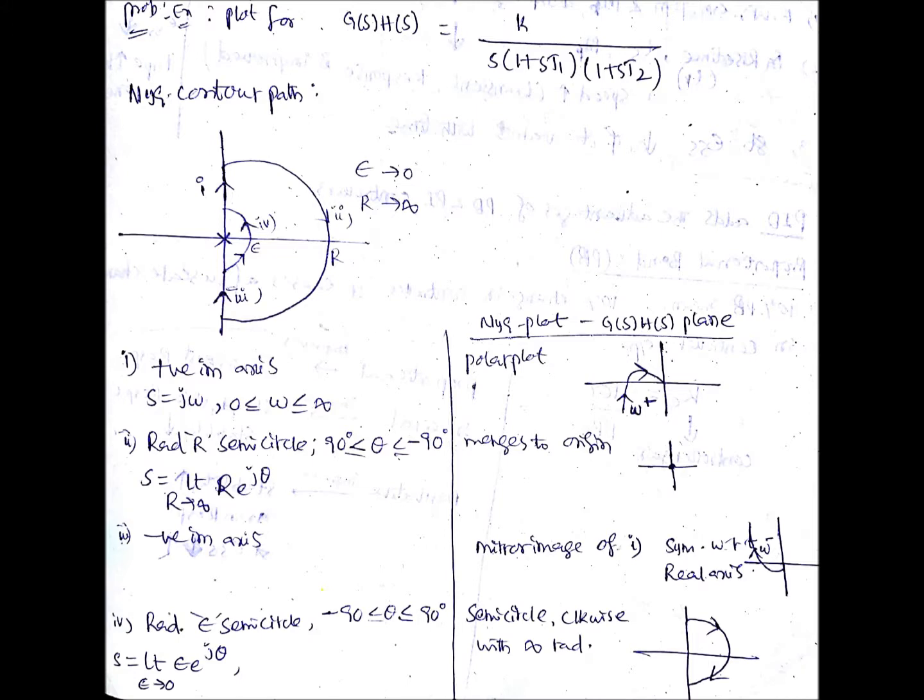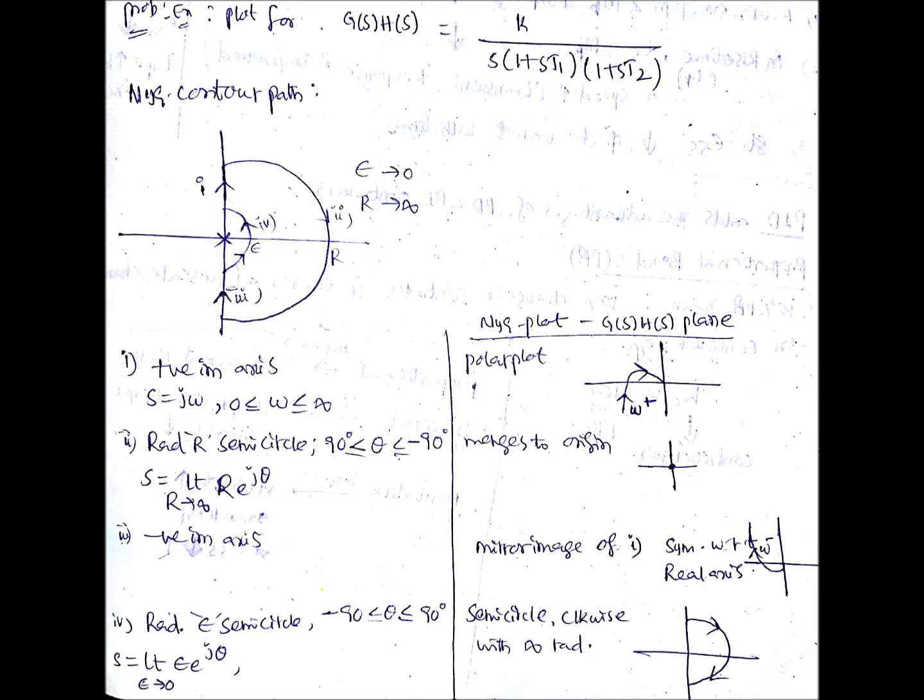In this lecture we will see how we are going to convert a Nyquist contour path for any given G(s)H(s) into the Nyquist plot in the G(s)H(s) plane. This is a general case. In the Nyquist contour path, you should not consider the poles on the imaginary axis.